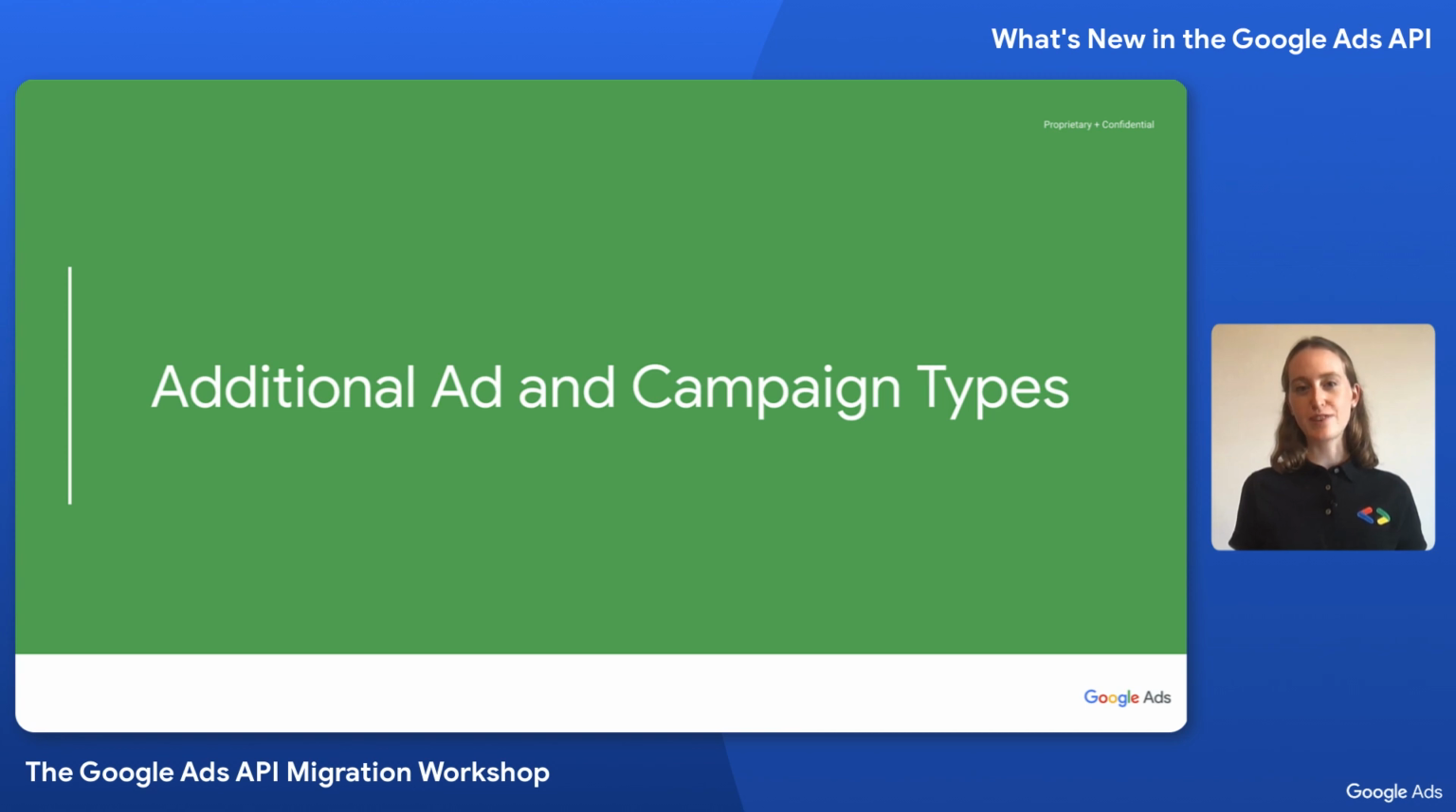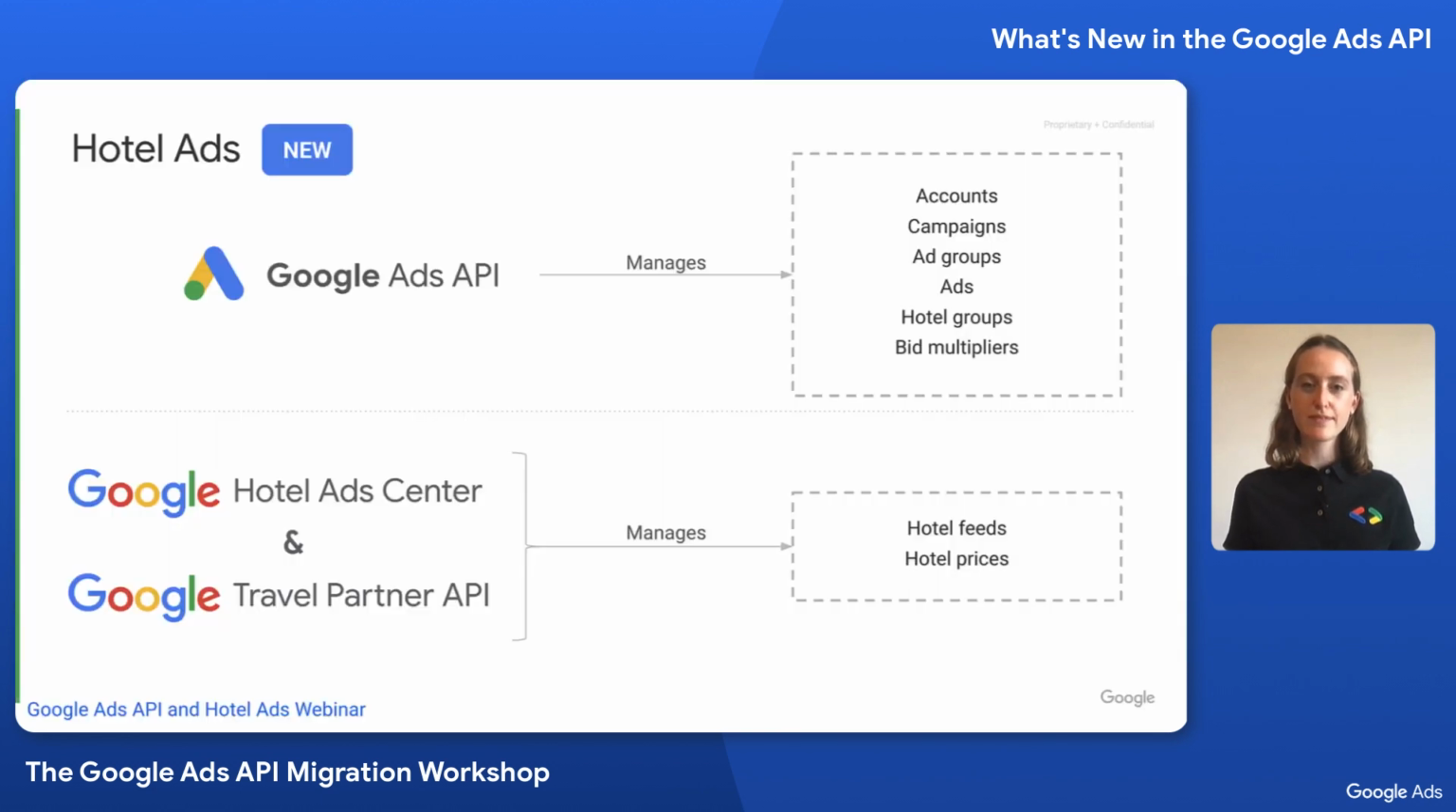Next up, the Google Ads API adds to the list of available ad and campaign types from the AdWords API. The first of these is hotel ads. These simply weren't available in the AdWords API. The only way to create hotel ads was through the Travel Partner API and Hotel Center.